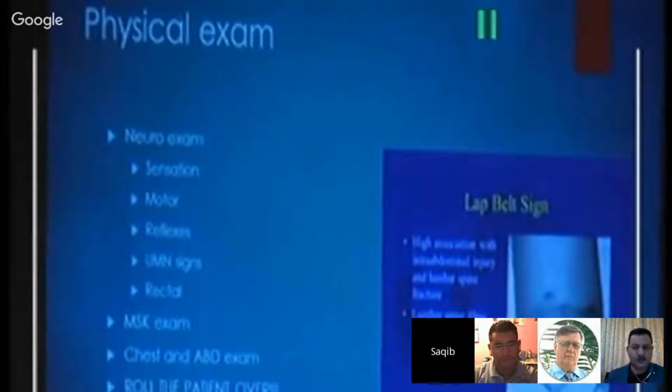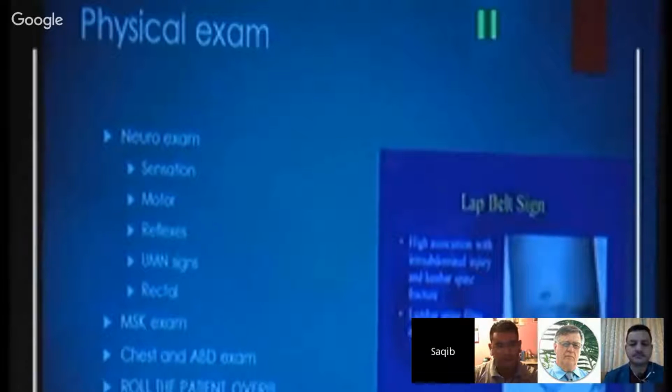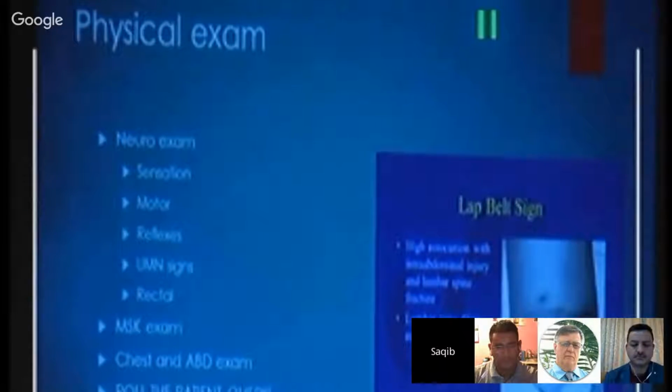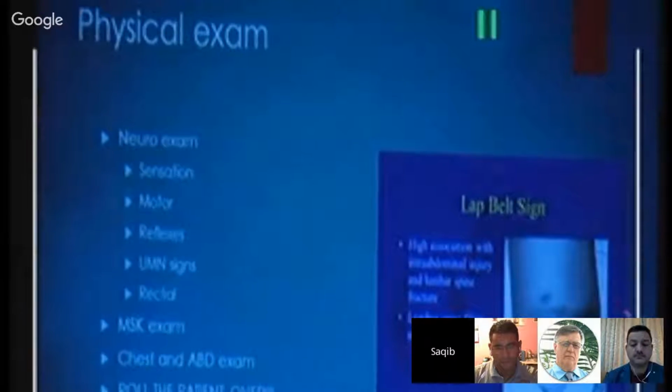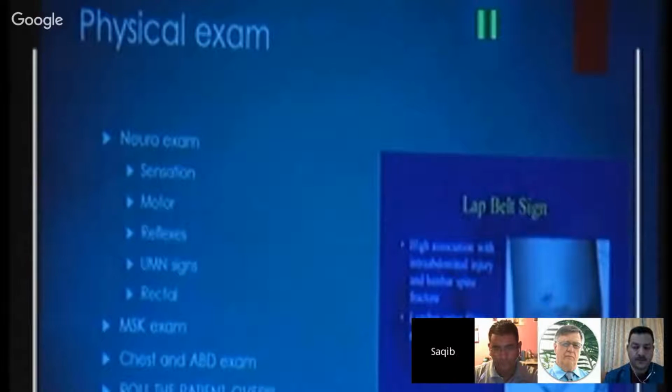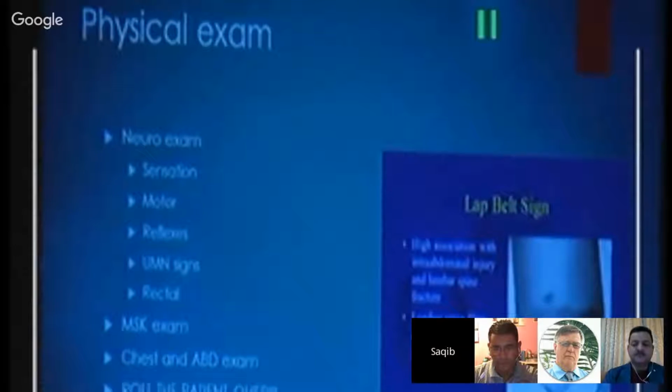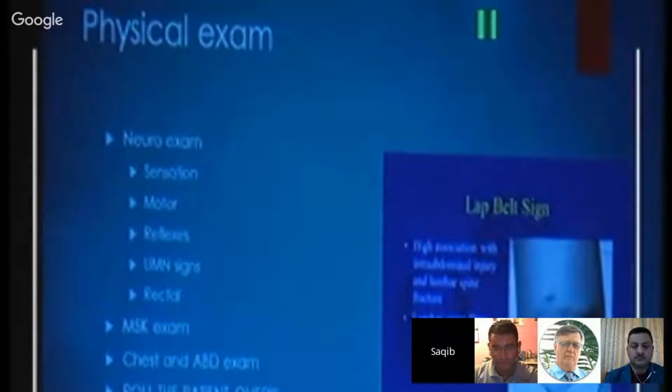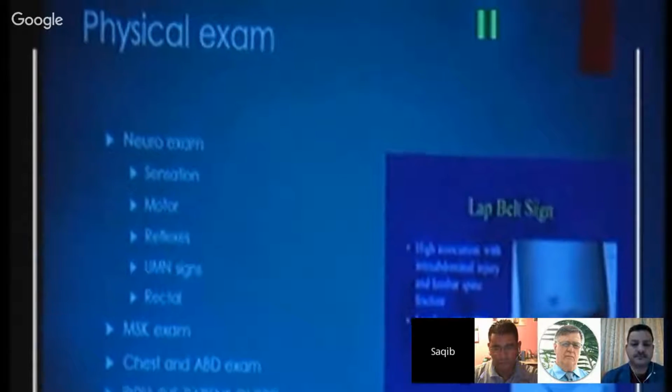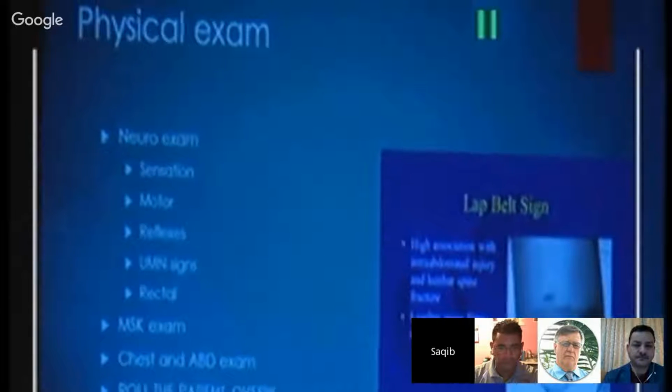This is one of the classics that you look for: the lap belt sign. So bruising across the abdomen or the hips, highly associated with intra-abdominal trauma, highly associated with flexion distraction type injuries and instability. So you do have to take a look at more than just the spine in these patients.